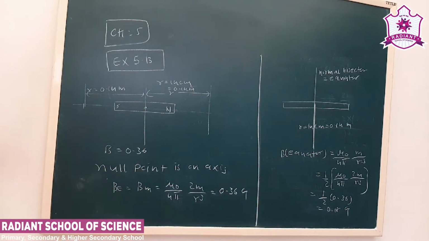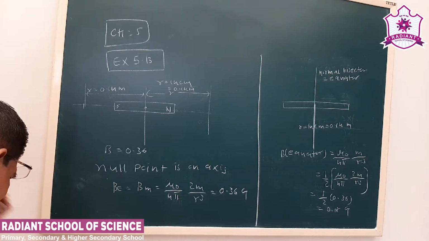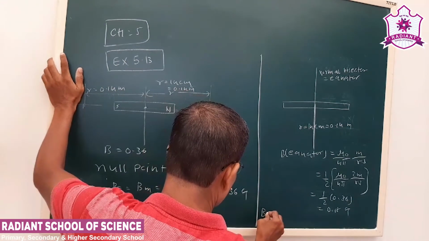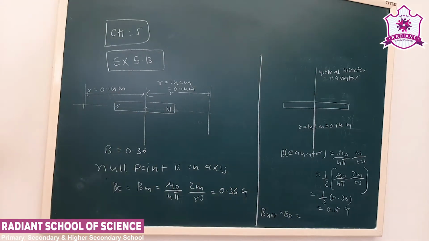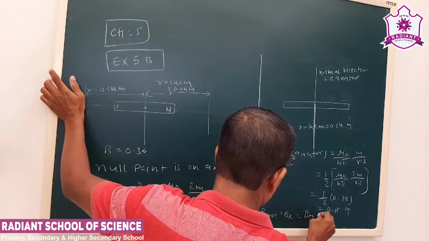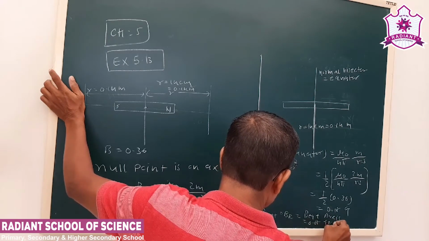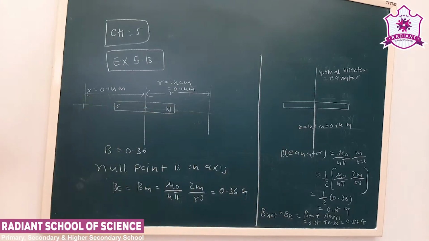Now the resultant magnetic field will be the sum of these two fields, that is B net or BR, where R stands for resultant. It will be the sum of the equator and axis fields, 0.18 plus 0.36. So this is how we can solve.